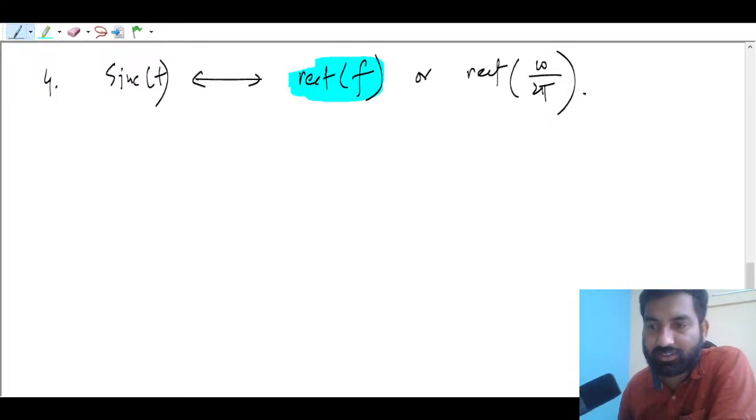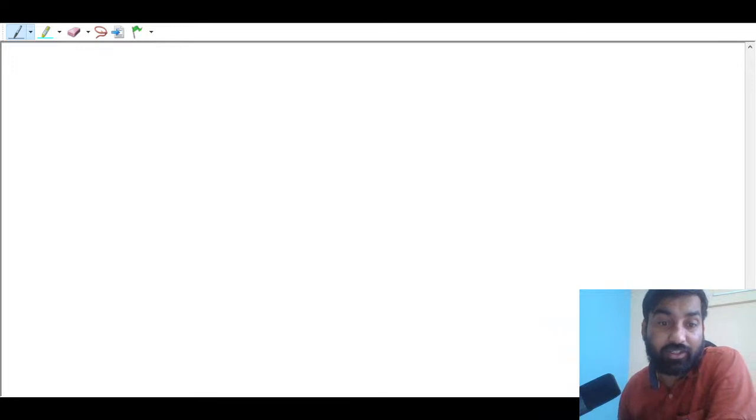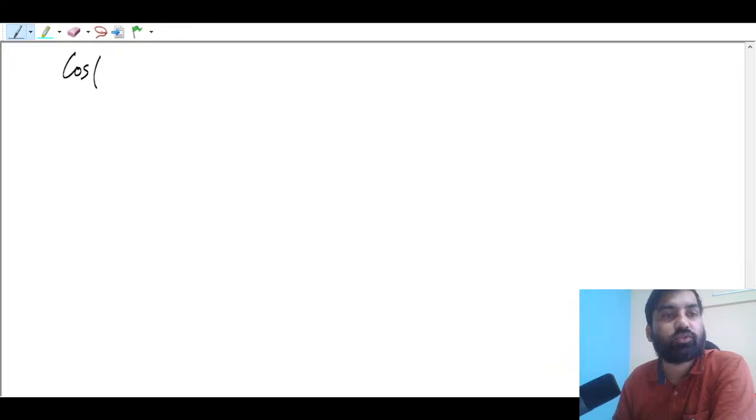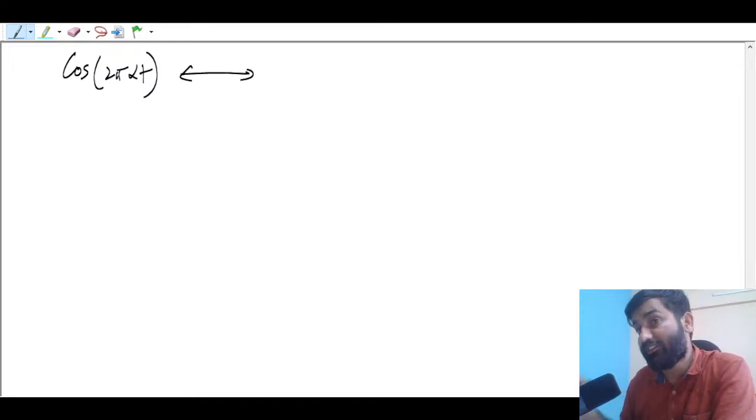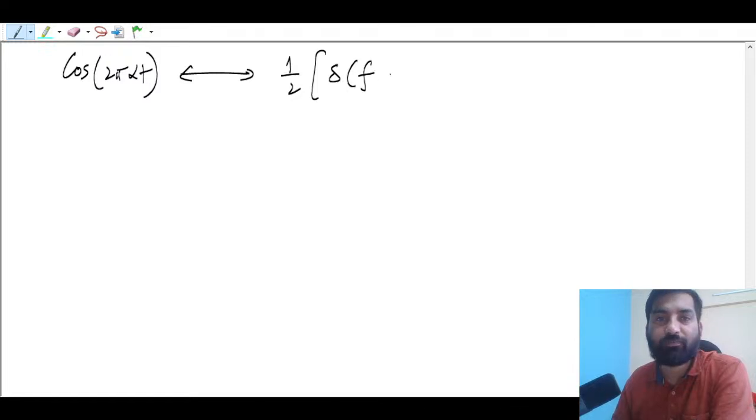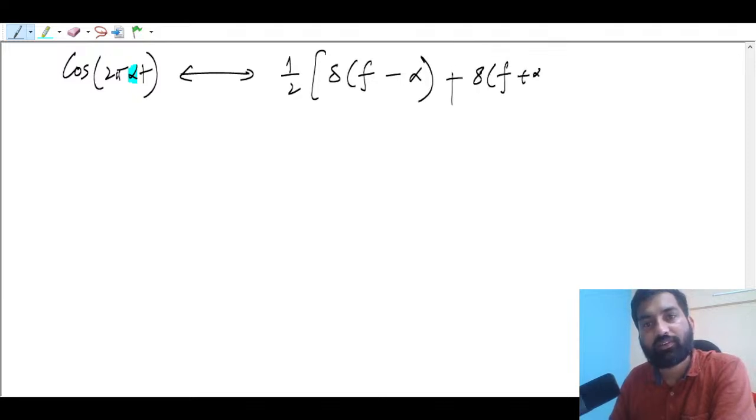कोई भी impulse present नहीं है, but there are trigonometric functions like cosine. मान लो आपके पास cosine 2 pi alpha t है. What is the Fourier transform of this in the f domain? It will be nothing but 1 by 2 [delta(f minus alpha) plus delta(f plus alpha)]. Here f is going to be alpha only.